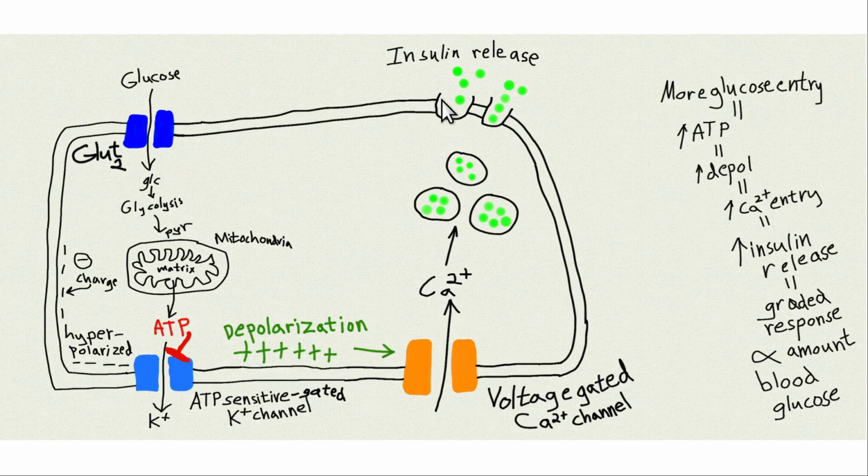This grading of the response in proportion to the amount of blood glucose, leading to the proportion of ATP, leading to the proportion of the amount of calcium, enables a graded response. So basically, the more glucose in the blood, the more insulin is going to be released into the blood to then help that glucose be pushed into skeletal muscle, for example, to go where it needs to go. So this is the mechanism by which the pancreas beta cells release insulin.